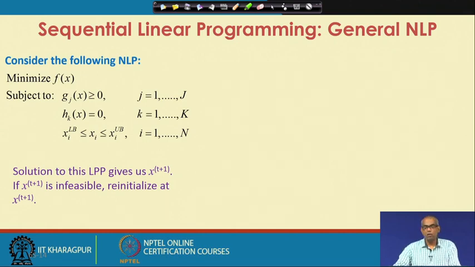So, now let us look at the case of general nonlinear programming problem, how a general nonlinear programming problem can be solved by sequential linear programming method. Let us consider a general NLP as shown: minimize f x subject to g j x greater or equal to 0, j equal to 1 to J, h k x equal to 0, k equal to 1 to K, and x is bounded between lower bound and upper bound.